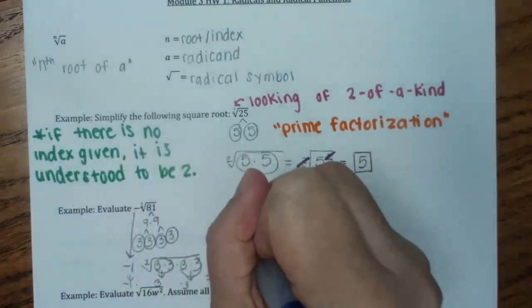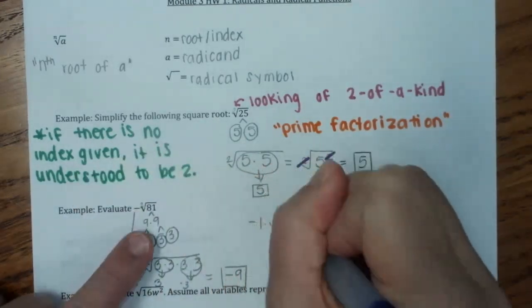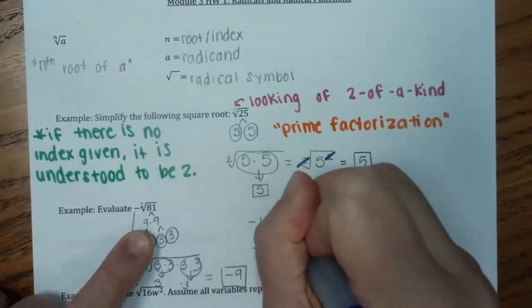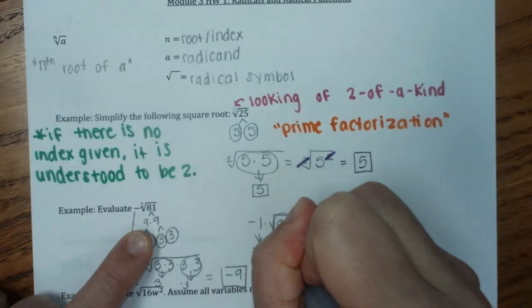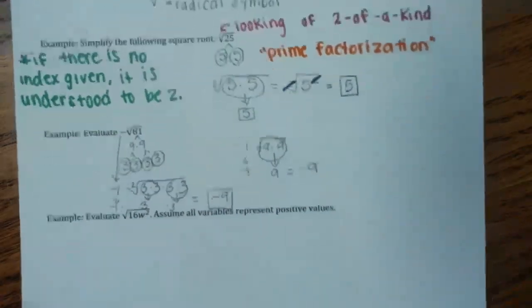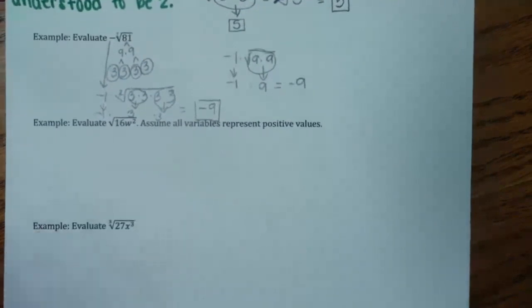Same thing, if you left it as 2 of a kind up here, you'd have negative 1 times the square root of 9 times 9. That negative 1 out front is going to stay out front. That was already a 2 of a kind, so you didn't have to break it down anymore. And you would still get negative 9. So however you do it, you still get negative 9.